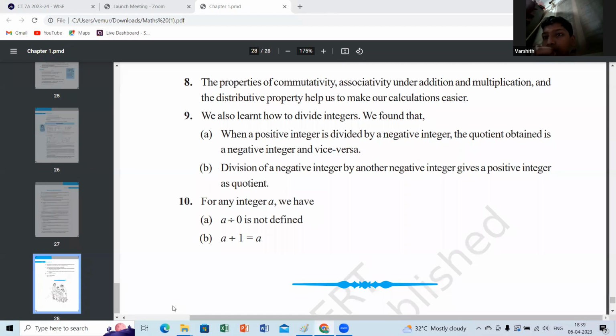What is this, ma'am? V-I-C-E? Yeah, come on. Vice versa. For any integer a, a divided by 0 is not defined. A divided by 1 is a.